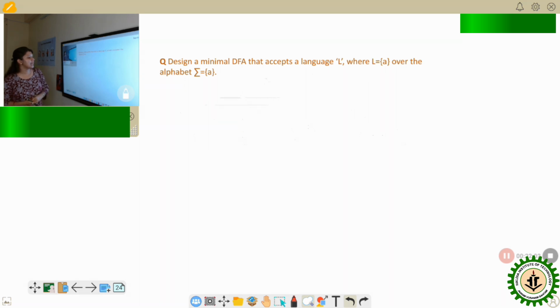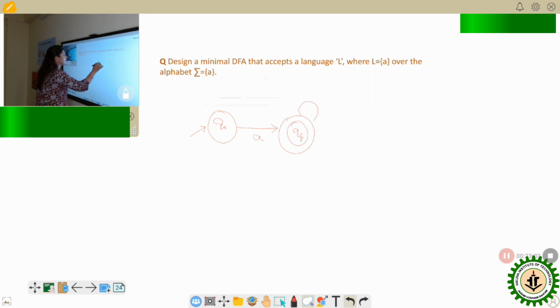Now, design a minimal DFA that accepts a language L, where L equals A over the alphabet sigma equal to A. It's easy. Here the language is A and sigma is equal to A, that means there are no input symbols except A. So we don't have to apply any other input symbol except A. On the initial state, if we apply A, it reaches the final state. And on the final state, if we apply A, it will stay on the final state.